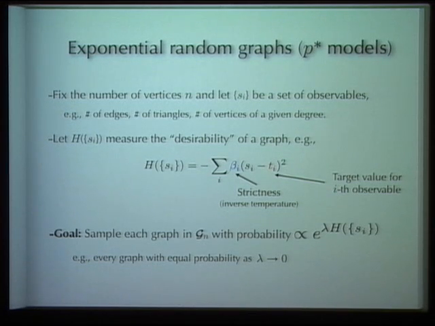So we can have observables like the number of edges, the number of triangles, the number of vertices of a given degree. And we're going to have a Hamiltonian that tells us how desirable a particular graph is by looking at how close it is to each of these target values for these quantities. So for each of these observables, we have a target value t sub i, and then we have a strictness about how much we care whether we're close to the target.